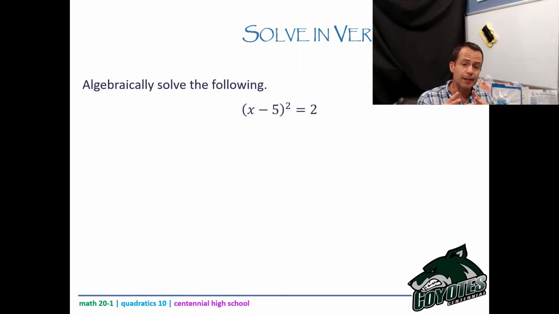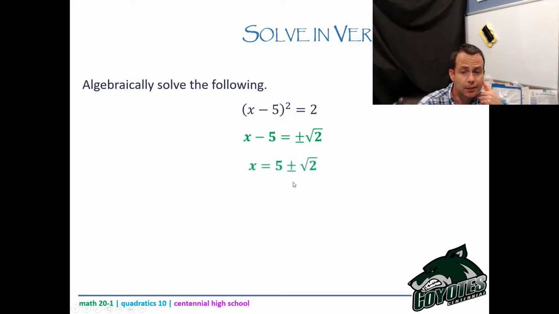If I want x by itself, all I have to do is get rid of the square and get rid of the minus 5, okay? So if I square root both sides, I'm going to get x minus 5 equals plus or minus root 2. Then I just have to add 5 to both sides. x equals 5 plus or minus root 2. That's my answer. If I had multiplied all this out and brought the 2 over and tried to factor it, it wouldn't have been factorable. So then I would have been even more frustrated, okay?